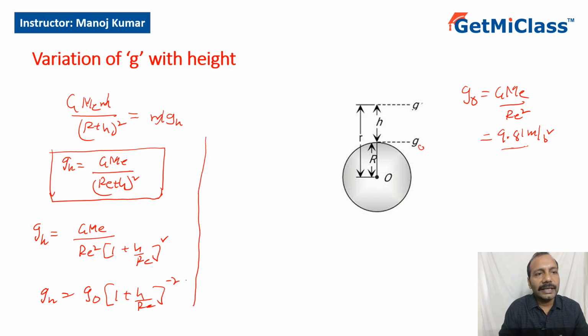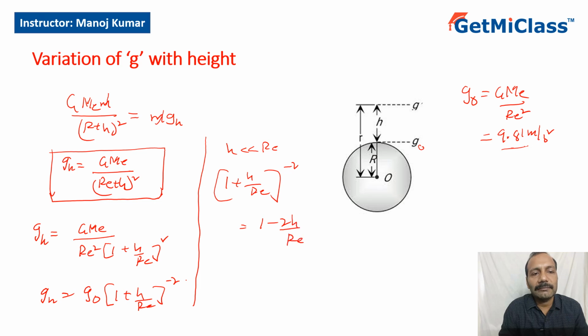Now let's say h is very small compared to the radius of Earth, maybe a few hundred meters, or 100 meters or less. I can consider this to be very small compared to the radius of Earth. In that case, for 1 plus h by Re power minus 2, I'll just take the first terms of the binomial expansion. This would be equal to 1 minus 2h by Re. So that would imply g at a height h equals g naught into (1 minus 2h by Re).